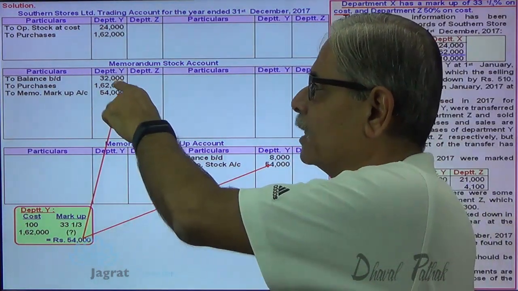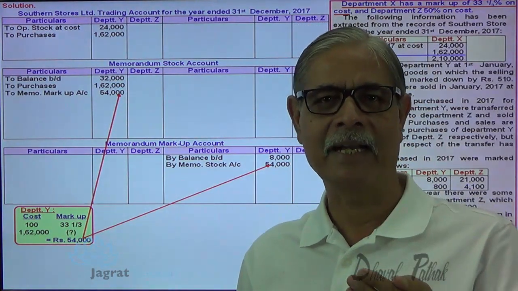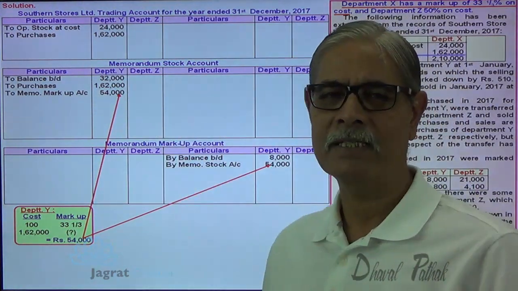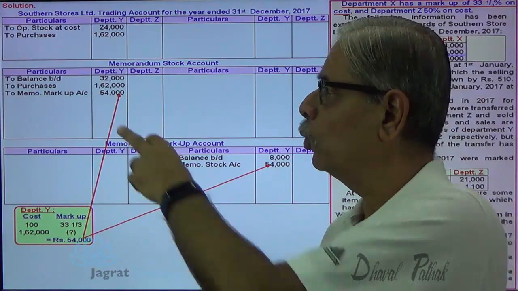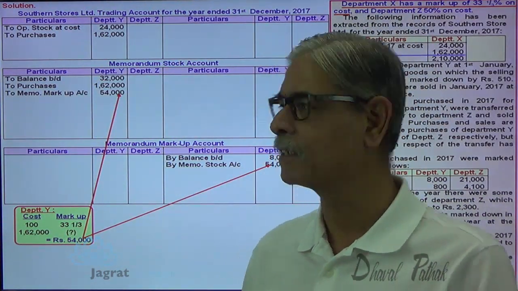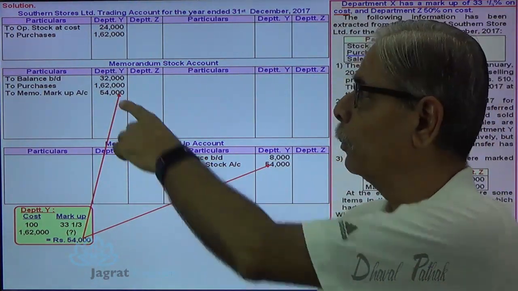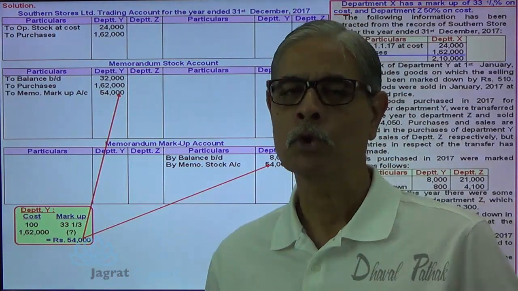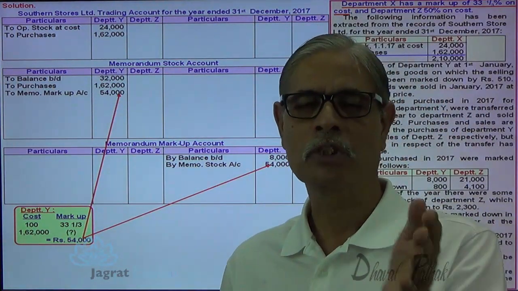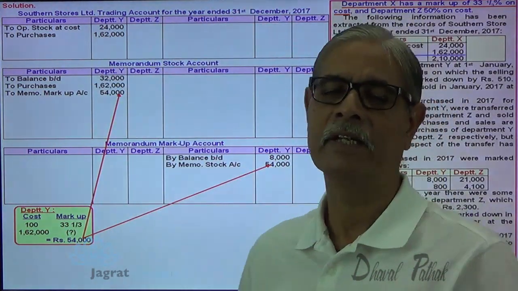Either this 32,000 can be shown separately as 24,000 and 8,000, as you have done in case of purchases, or you can have a total of 2,16,000 and 54,000 for these purchases. But don't forget to write this profit element on the opposite side of this entry. So here the item is debited, so you should write the profit element on the credit side. The difference between the two is the net cost that has already been recorded here in the trading account.